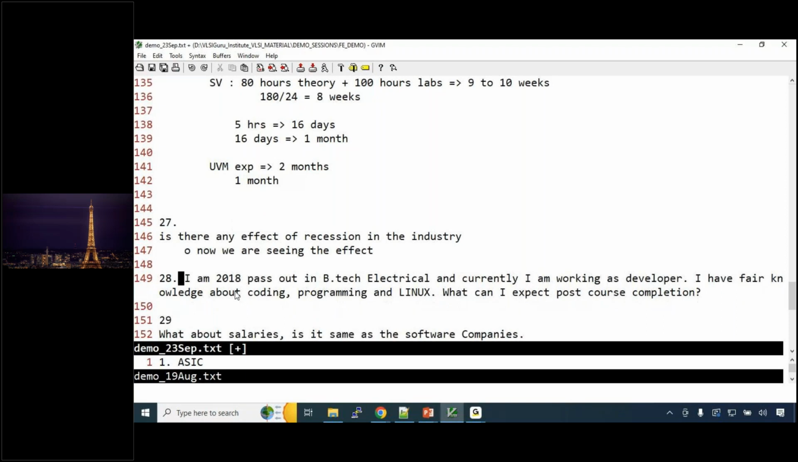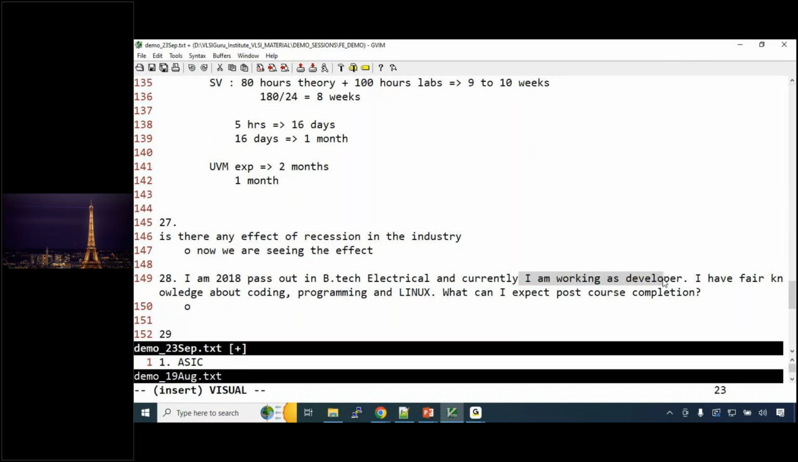I'm 2018 pass out in BTech Electrical. Currently, I'm working as a developer. I have fair knowledge of coding, programming, Linux. What can I expect post course completion? What can I expect depends upon which company you work. Currently working as a developer. Where are you working? That will decide that.